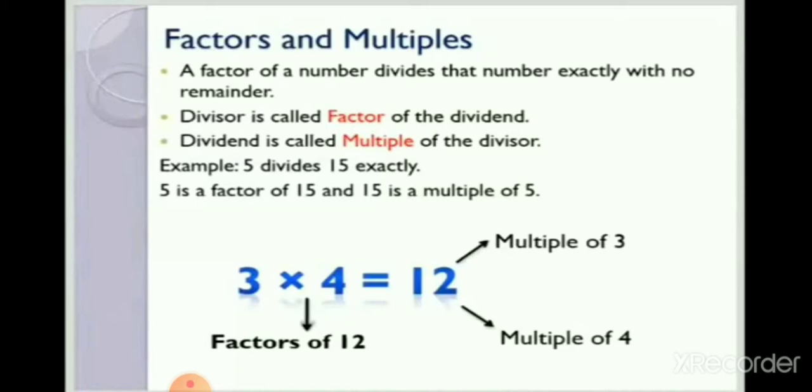Now let us understand with another example, that is 3 into 4 gives us 12. So you can see the factors of 12 are 3 and 4 both. Why? Because both can divide 12 completely, leaving no remainder. And 12 can be said as multiple of 3, and 12 can also be said as multiple of 4.